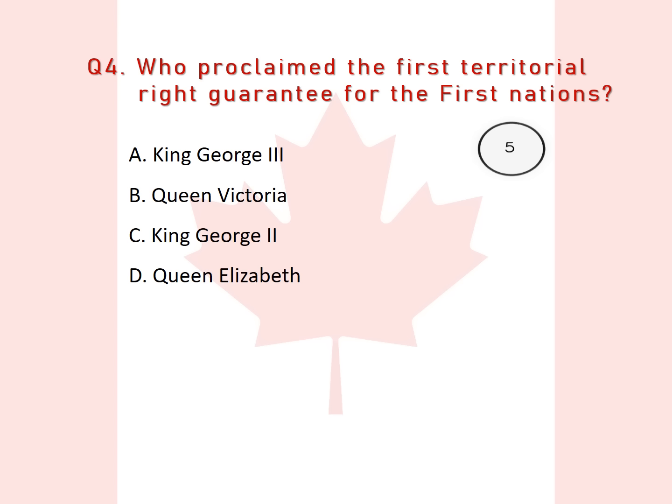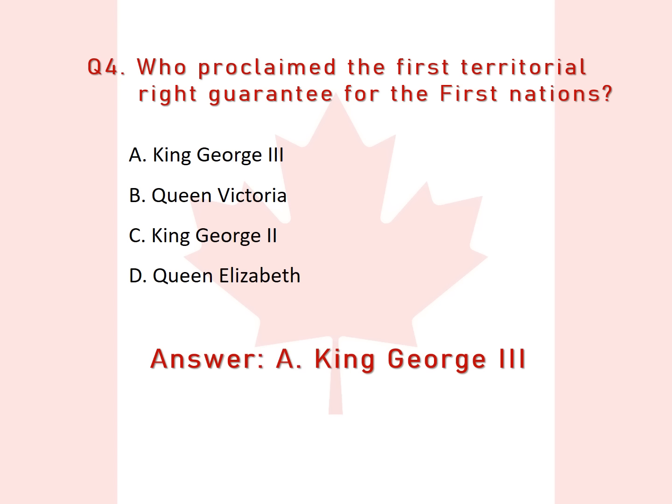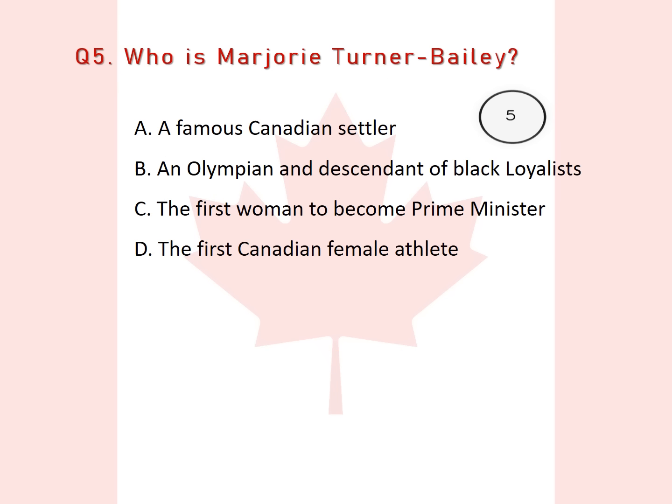Who proclaimed the first territorial right guarantee for the First Nations? Option A. King George III. Option B. Queen Victoria. Option C. King George II. Option D. Queen Elizabeth. Answer is option A. King George III.